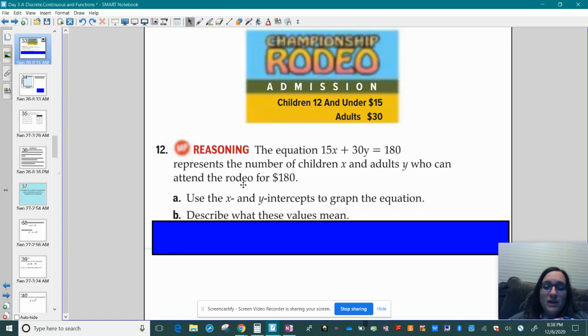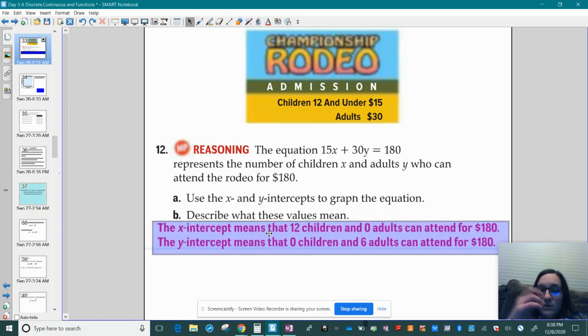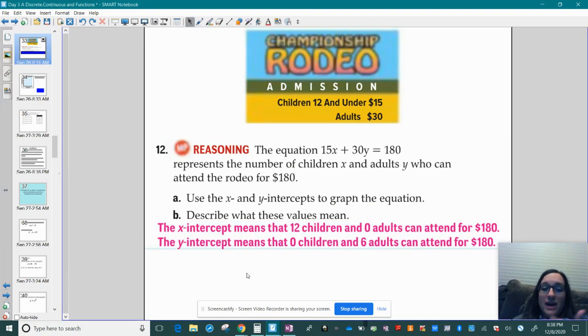Well, if we're asking what they mean, we're talking about it in real life. So the X-intercept, if we plug in 0 for Y and solve for X, that means we are not looking at any adults going, only children. So we'd have 12 children that can attend for $180 if we had no adult supervision. Sounds like a bad idea.